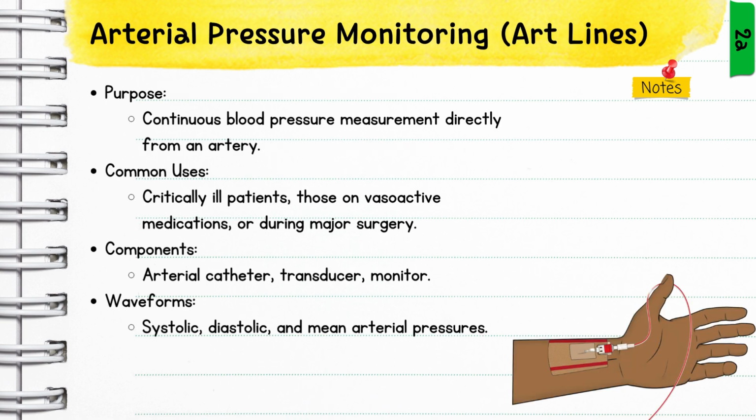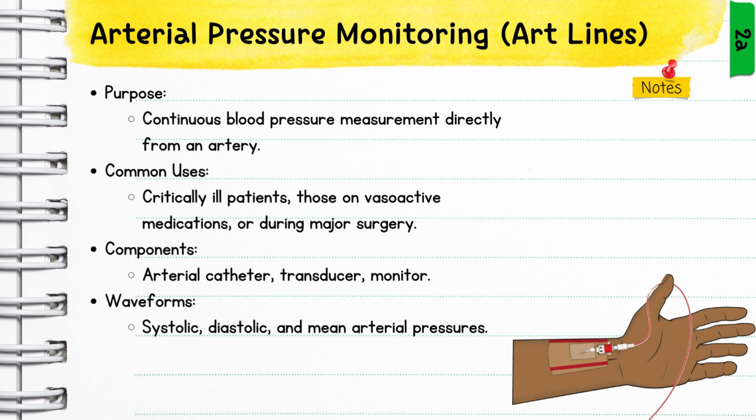So first, we're going to talk about arterial pressure monitoring. We also call these art lines. Arterial pressure monitoring is used to continuously measure a patient's blood pressure directly from an artery. Usually, we're going to use the radial artery, but we might use the femoral or the brachial artery. This system is particularly important in the critical care setting for patients who need close monitoring of their blood pressure, such as those on medications that affect vascular tone, those undergoing major surgery, and those patients that are in some form of shock.